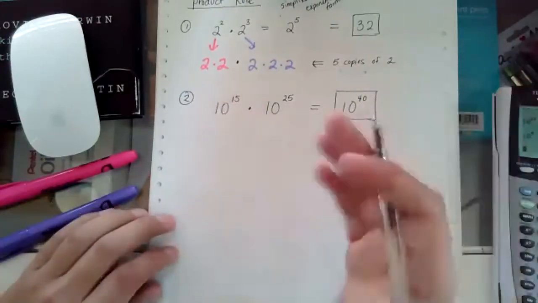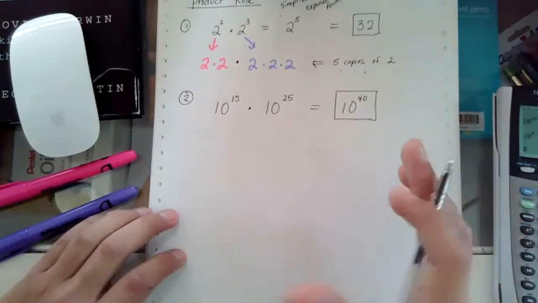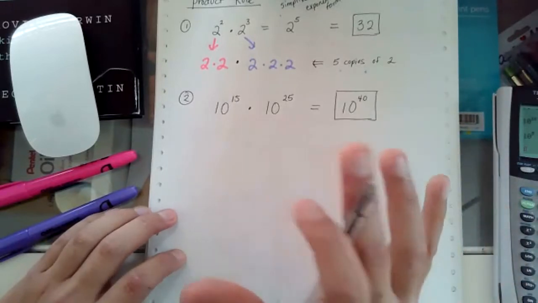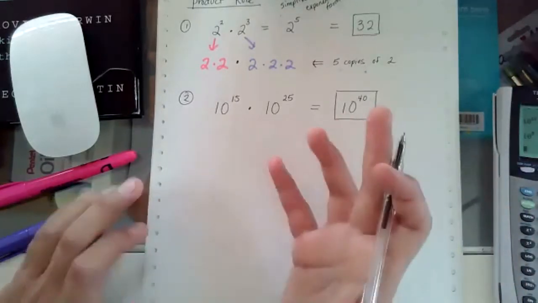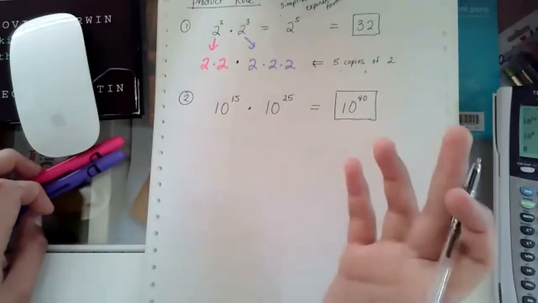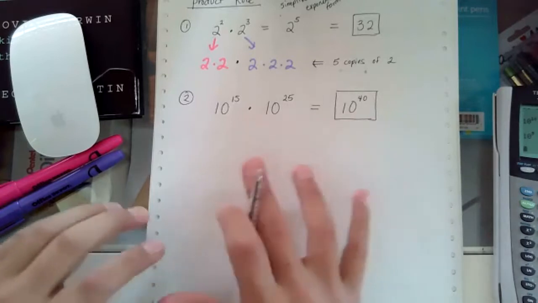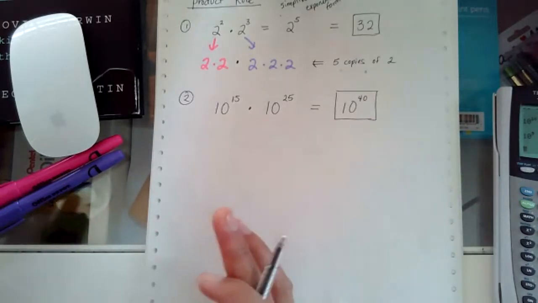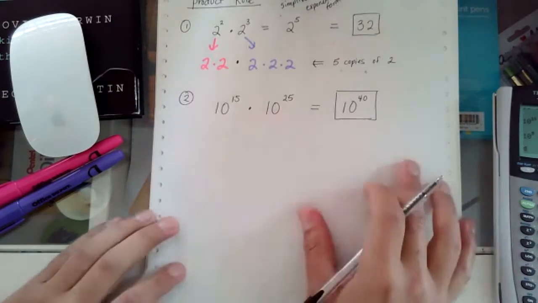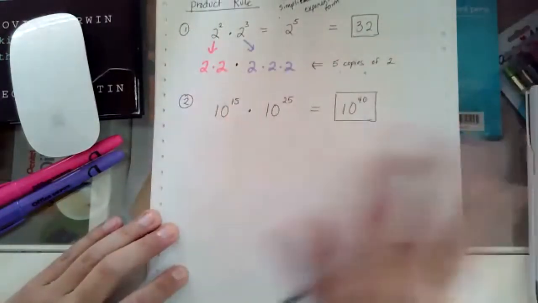Like the larger an exponent gets, the more compact we'll have to write it. That's why scientific notation exists, right? To deal with numbers that are really large and really small. Okay, but I'm getting away from the point.